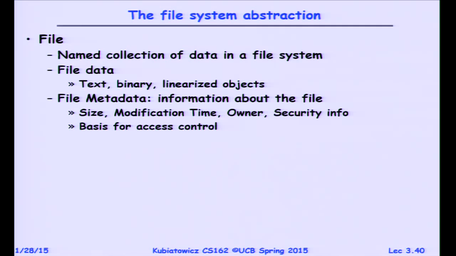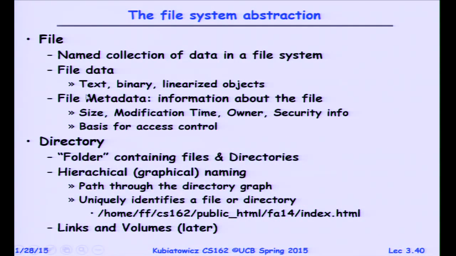Okay? Now, a file is basically a collection of data. A directory is really just a file whose sole job it is to map between names and other directories or files. So a directory is really just a special type of file. And basically the paths that you are used to, /home/ff/cs162/public/, this is a typical file name. And the main slash is the root file system.